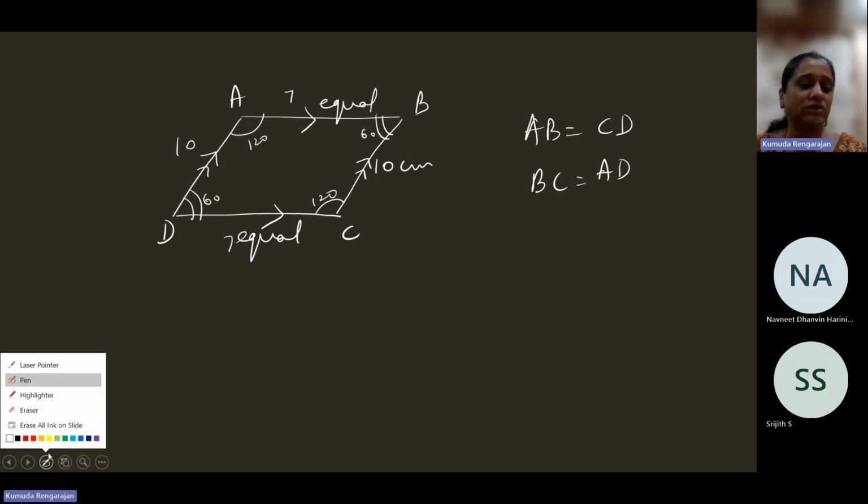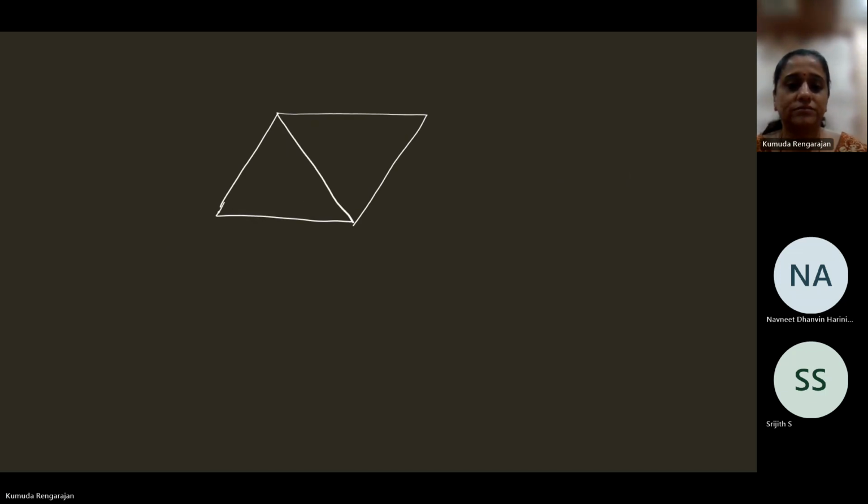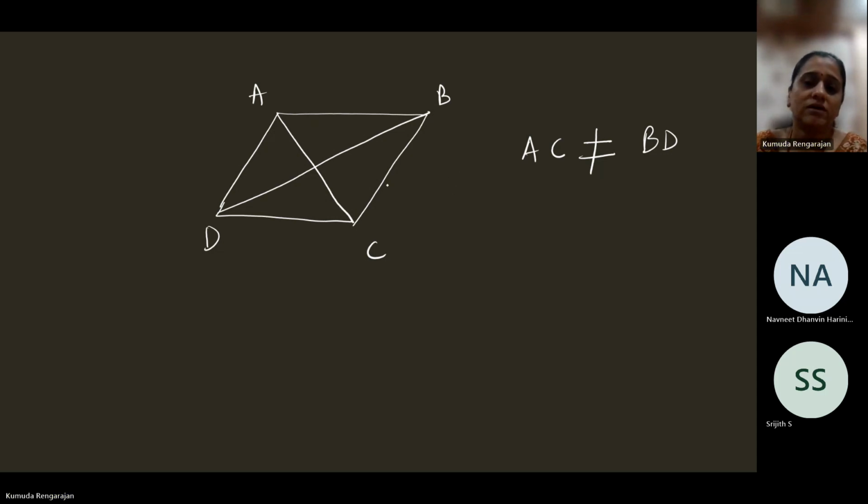Okay. Then coming to diagonals. Diagonals are unequal. In parallelogram ABCD, the diagonal AC is not equal to the diagonal BD. The diagonals are not equal in a parallelogram. But the diagonals, they bisect each other.